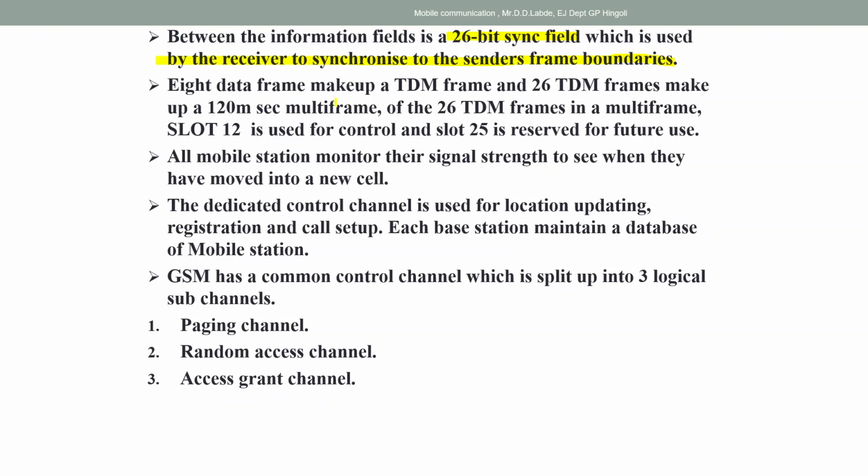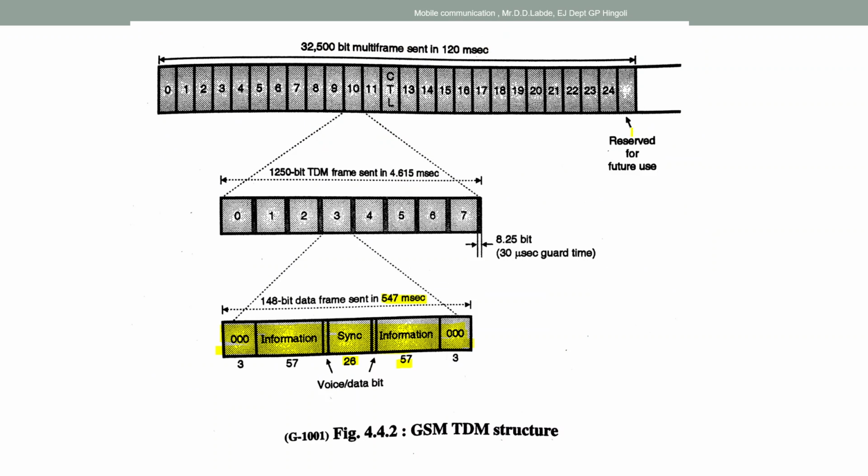Each data frame makes up a TDM frame, and 26 TDM frames make up a 120 millisecond multi-frame. Of the 26 TDM frames in a multi-frame, slot 12 is used for control, and slot 25 is reserved for future use. If you see this slot 12 in your TDM structure, this is nothing but your frame structure.